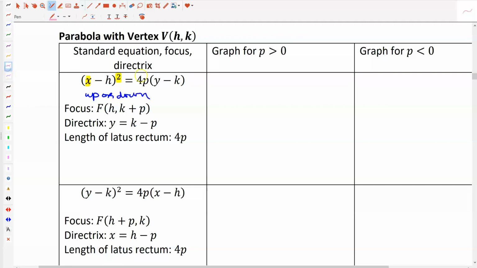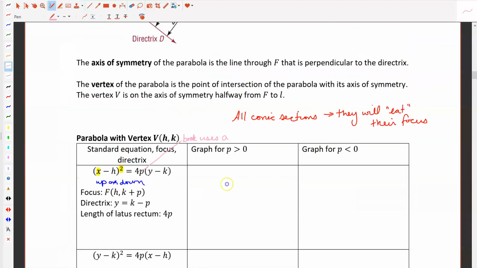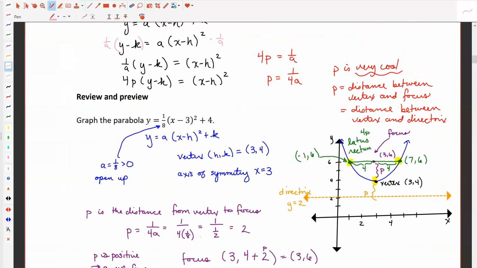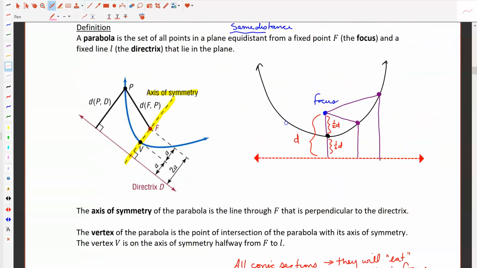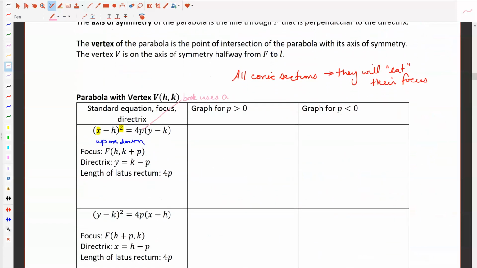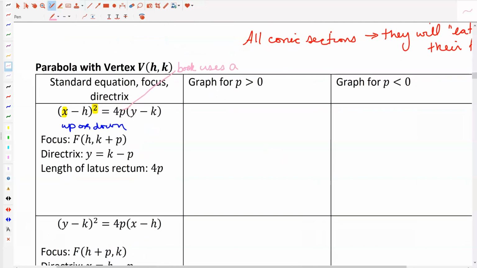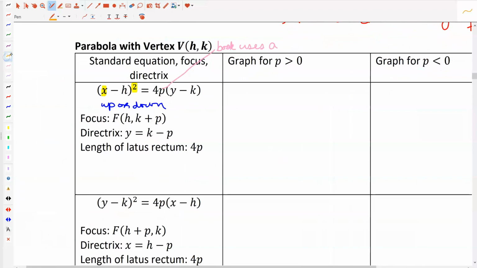Just as a side note, your book uses A right here as opposed to P. I don't like using A because, as we were looking at this previous example up here, A actually does have a very special meaning in parabolas that we've already explored before. So I don't want to get that A with parabolas confused with this new value. Right? So that's why I like to use P instead. So when we're looking at these, you need to pay attention to which variable is squared.